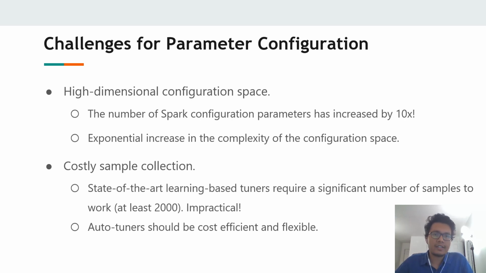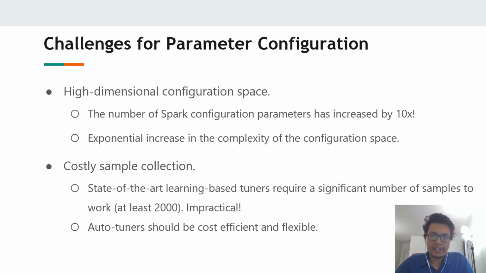So what are the challenges for automatically tuning parameters of Apache Spark? The first challenge is the high dimensionality of the configuration space. The number of Spark configuration parameters has increased by 10 times since its initial release. An addition of each configuration parameter exponentially increases the complexity of the configuration space.